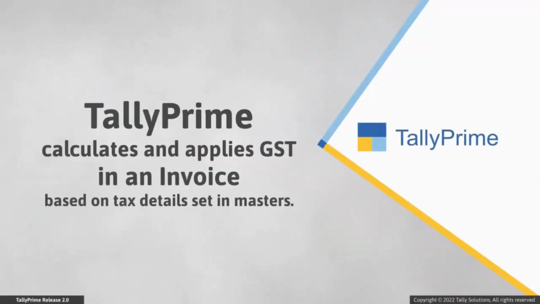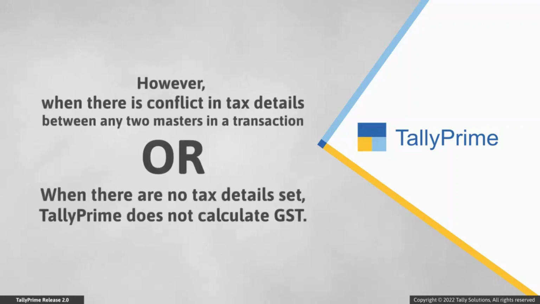TallyPrime is designed to calculate and apply GST amount in an invoice based on the tax rate and tax details set by you in the masters. When there is a conflict in the tax details between any two masters in a transaction, or when there are no tax details set, TallyPrime does not calculate GST.